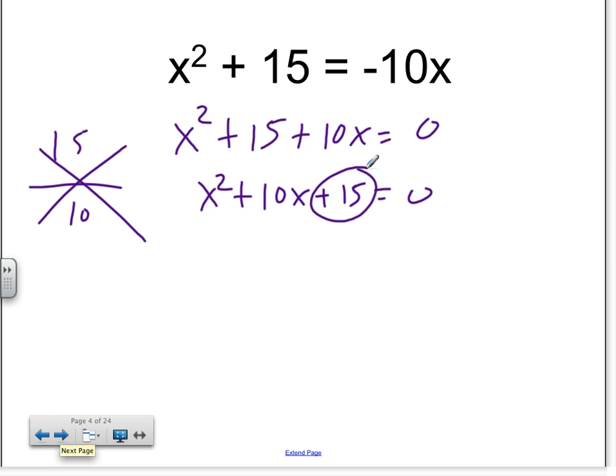Didn't work out for me when it was with me, so I'm just going to go ahead and toss it to the other side. What I end up with is this: x squared plus 10x equal to negative 15. Now I have to find my new square, and the method is always the same, right?